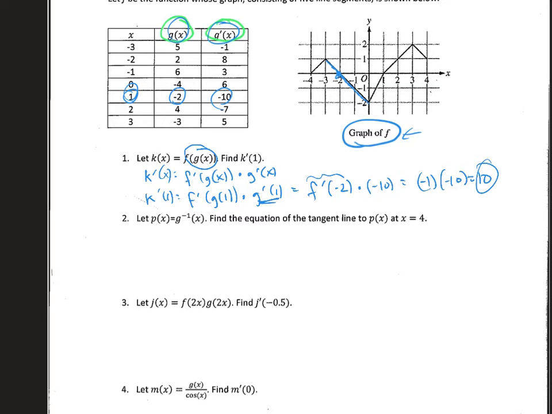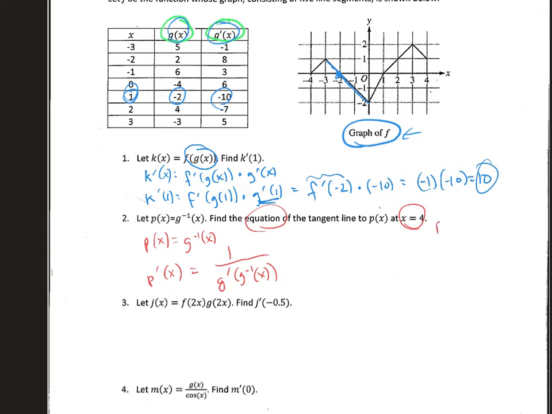So looking at number 2, now we have this function p of x. We want to take its derivative, and it is the inverse function of g. Since we're told that this is an inverse function, we're going to use that formula that we used to take the derivative, which is 1 over g prime of g inverse of x. And we want to find the equation of the tangent line, which requires us to find the slope and the value of the point at x equals 4.